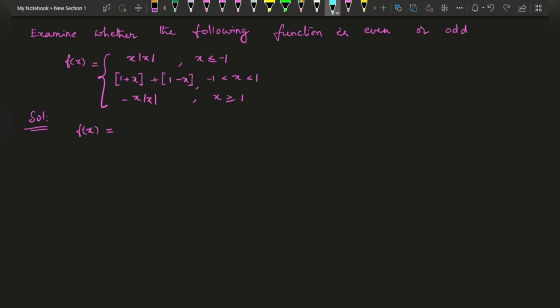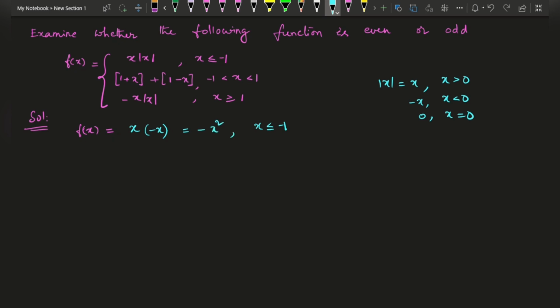Here x into mod x. For x less than or equal to minus 1, mod x is nothing but minus x. Why? Because mod x is equal to plus x when x is positive, minus x when x is negative, 0 when x is equal to 0. Right? Here x is less than or equal to minus 1. The values of x which are less than minus 1 are all negative. Hence mod x becomes minus x. So x into minus x, it is minus x square.